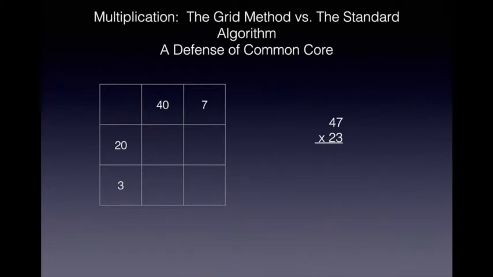Okay, so to multiply 47 by 23 using the standard algorithm, first thing I'm going to do is multiply 3 times 7 and I get 21. Now rather than write down 21, I just write down a 1 and then I put a little 2 above the 4. You ever stop to think, why do we do that? Let's move on. We'll come back to that in a second.